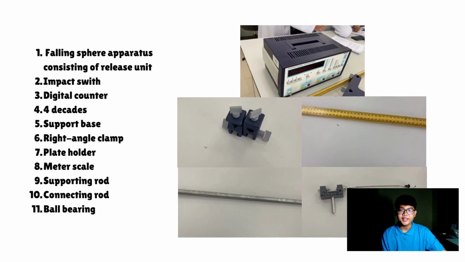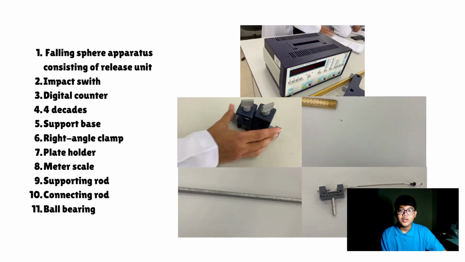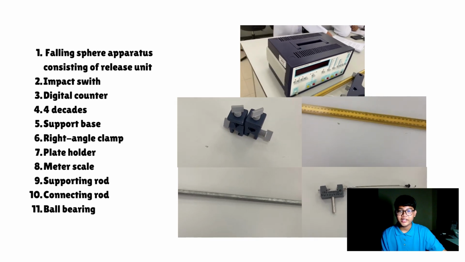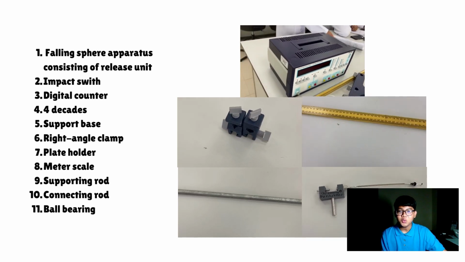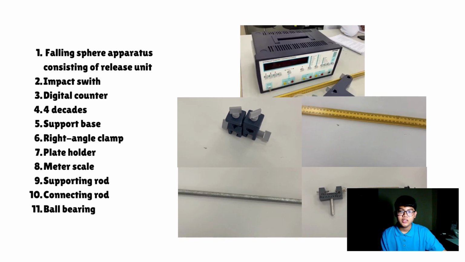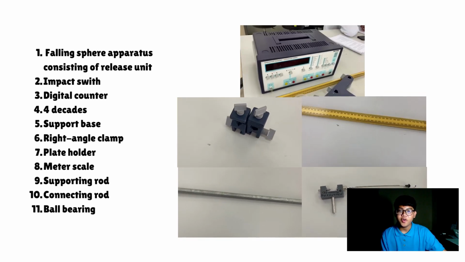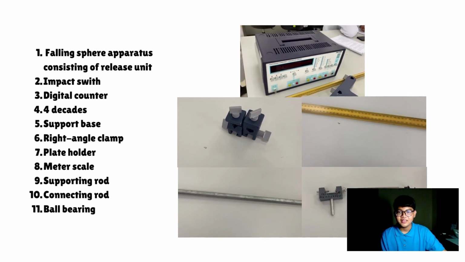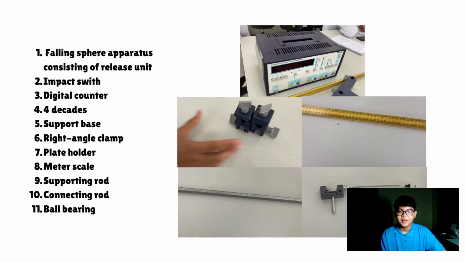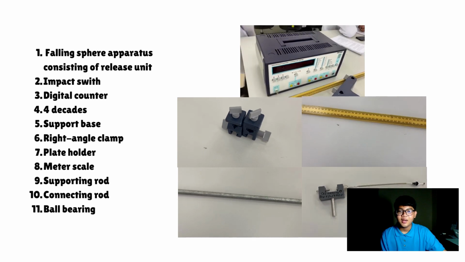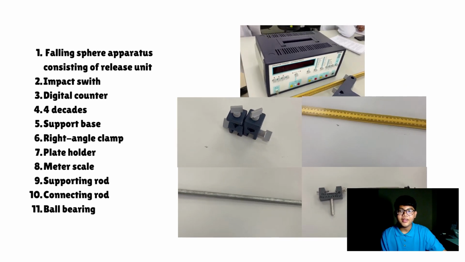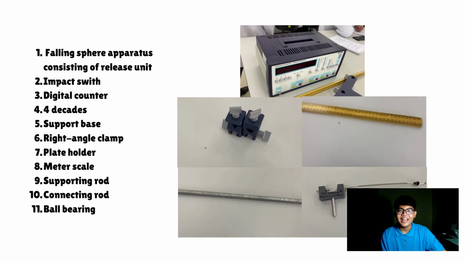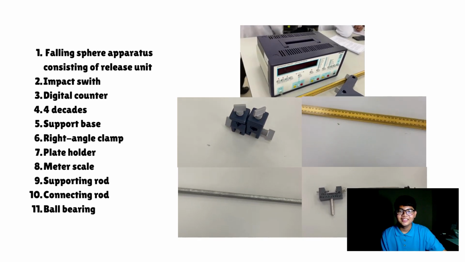The apparatus needed for this experiment is a falling sphere apparatus consisting of a release unit. The second one is the impact switch. The third one is the digital counter. Apparatus number 4 is the four decades. Number 5, support base. Number 6, right angle clamp. Number 7, plate holder. Number 8, meter scale. Number 9, supporting rod. Number 10, connecting rod. And lastly, ball bearing.